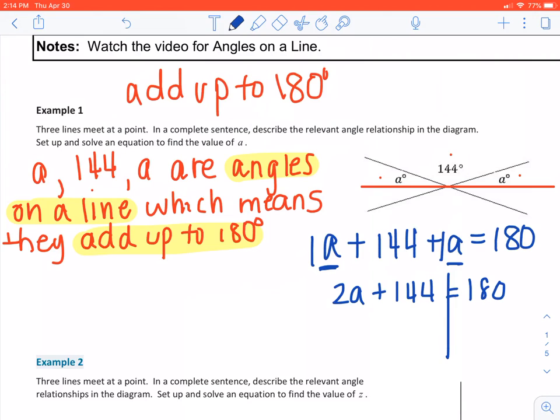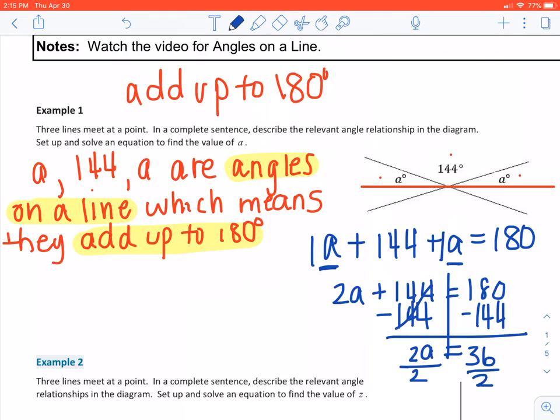And now we're just going to solve this equation. I'm going to subtract 144 from both sides. So 2A equals, I'm going to take my calculator, and do 180 minus 144. That gives us 36. Divide both sides by 2. So A is 18. Now this question was just asking for us to find the value of A. That's all it was asking for. And we did that, so we're done. This whole question has been answered.